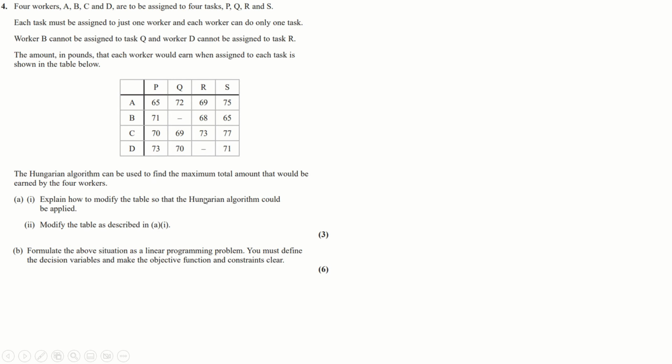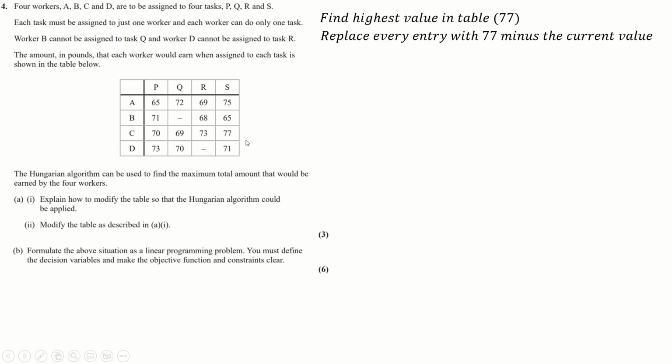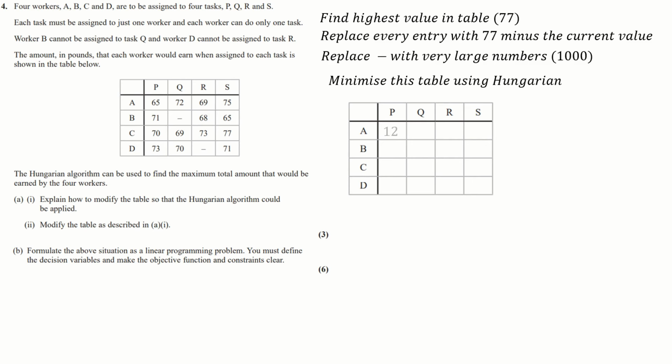Well, Hungarian minimizes things. It doesn't maximize things. So we have to look for the biggest number in this table, which is 77, and we need to do 77 minus every entry in this table. Because what that essentially does is it turns all the numbers that were big into numbers that are smallest, and all the numbers that were smallest into numbers that were biggest. And so then by minimizing that new table, you end up maximizing the old problem. Also, with these dashes, you just need to make up numbers to go in there. We'll just replace those with the numbers 1,000, like this.